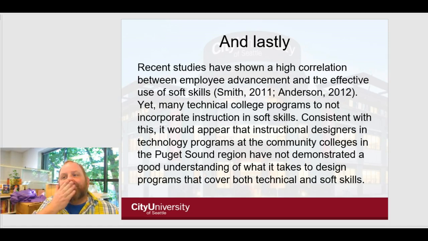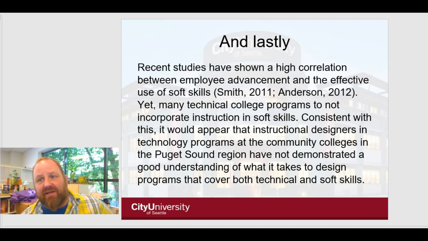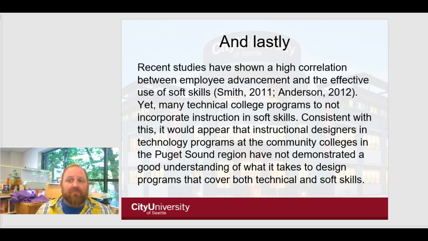So, this is much closer to a really resolved problem statement. There's a correlation that has been shown in the research between soft skills and employee advancement. Okay, many technical colleges aren't doing that. But again, this student basically has now talked about what they know from what they've seen out there in the real world.